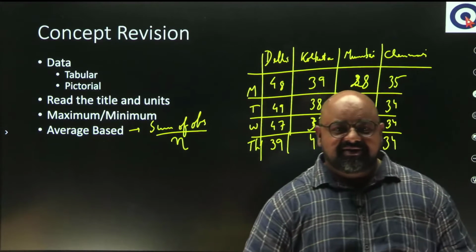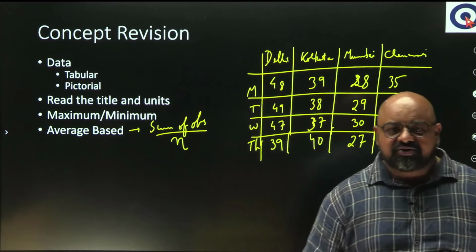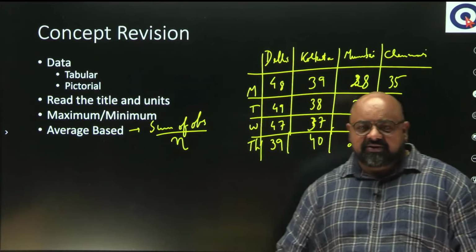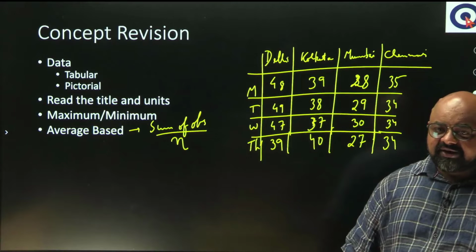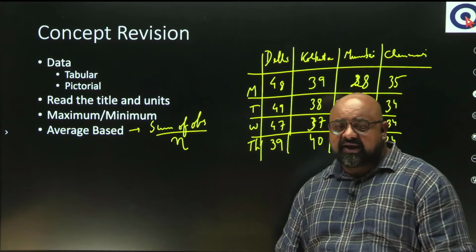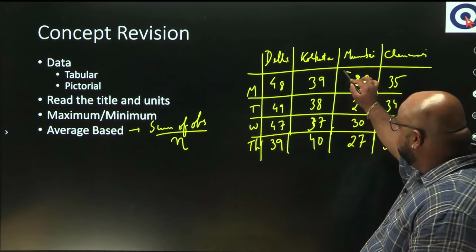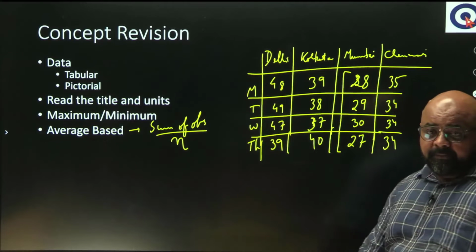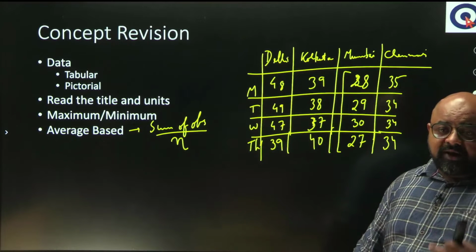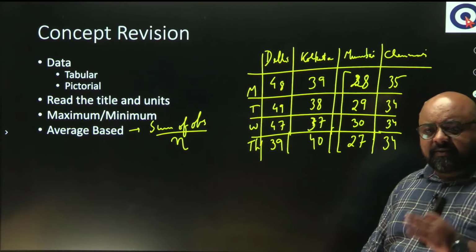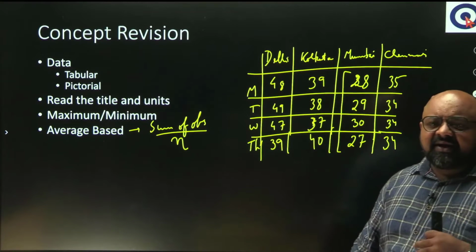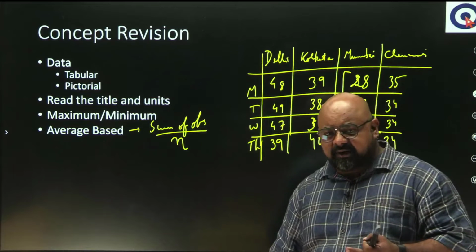But what is average physically, as in conceptually? Average simply means all values becoming equal, right? So that is something that you have to understand. For example, if I am asked to find out the average temperature for Mumbai, what I can do is 28 plus 29 plus 30 plus 27 upon 4, which will give me the answer. It's just that the calculation increases a little bit, right?